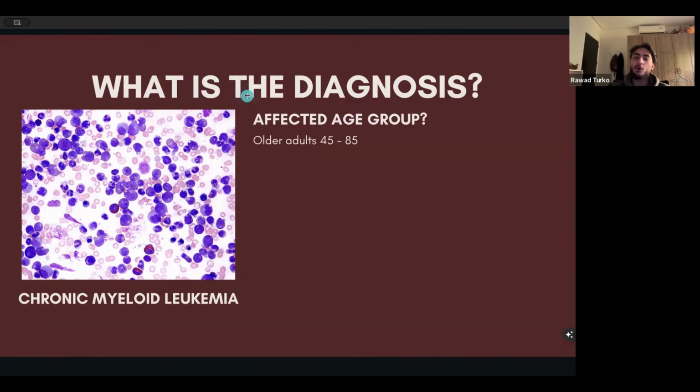Elderly patients. Great. So older adults, 45 to 85. The mutation, classic. We've talked about it 100 times. We're probably going to talk about it 100 times more.